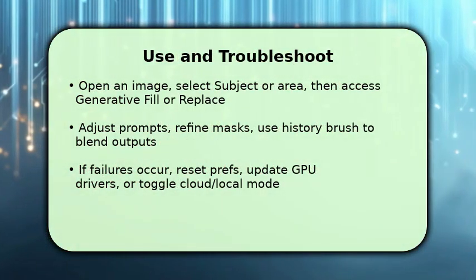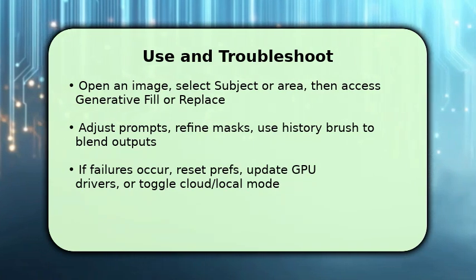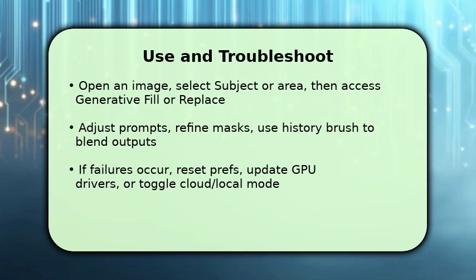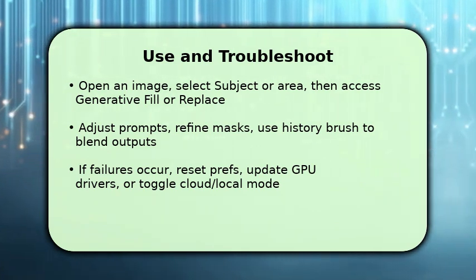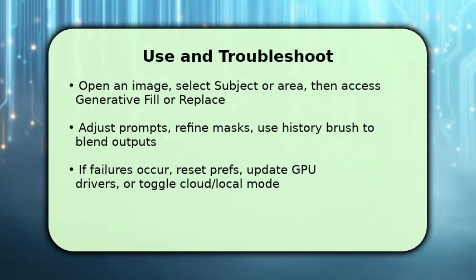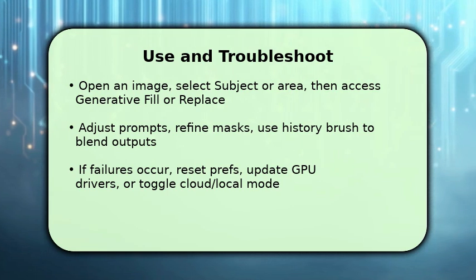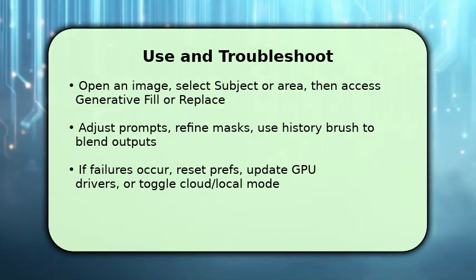You'll finish by using the tools and handling common problems. Open your file, make a clear selection or subject selection, then choose Generative Fill or Replace and type a concise prompt. You can iterate with variations. Use the Mask Refine and History brush to blend results smoothly.